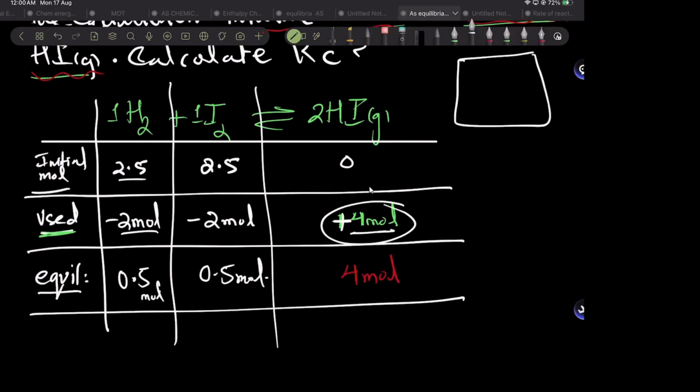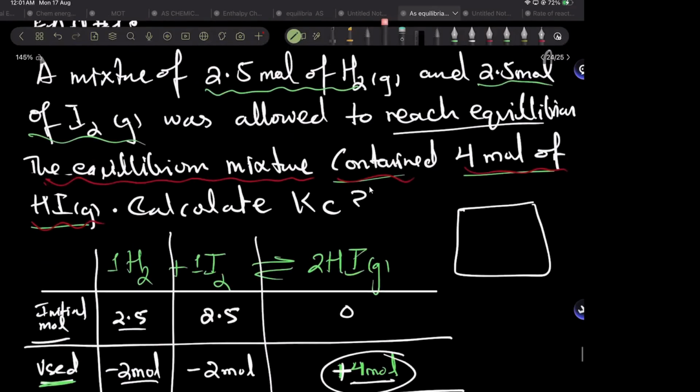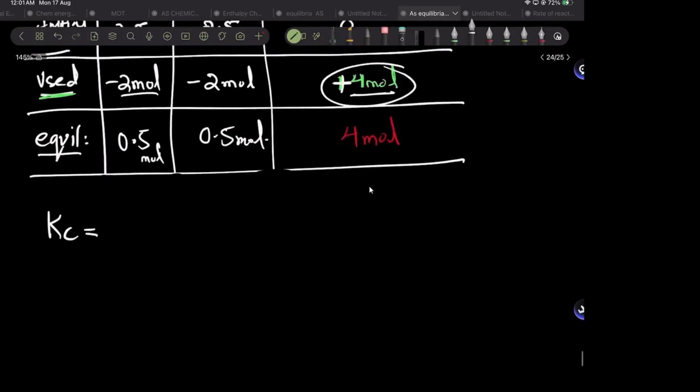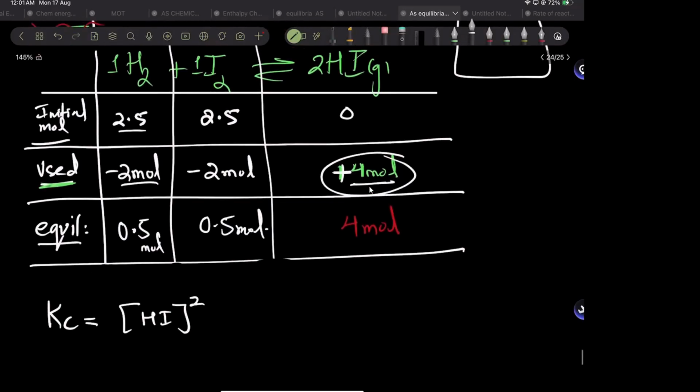Now, there's one more thing you need to confirm before writing these equilibrium moles into the Kc expression. What we needed to do was calculate the Kc. So let's write the Kc expression. Kc would be equal to what? It would be equal to right hand side over left hand side. So you have HI on the right hand side, so HI to the power what? 2. And H2 to the power 1 and I2 to the power 1.